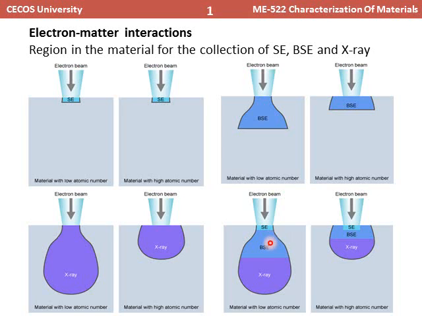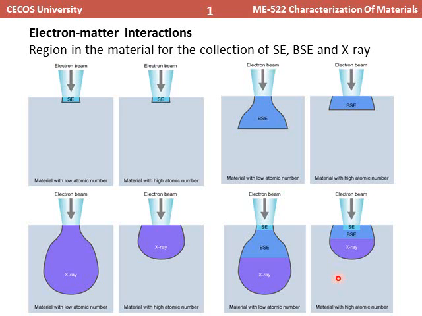The second thing is the backscattered electron. The backscattered electrons are deflected back, and this is a bit different in case of low atomic number than the high atomic number, because the depth of penetration of this high energy electron beam is much more in case of low atomic number as compared to the high atomic number. Similarly, for the X-ray, the X-ray phenomena occurs at a much higher depth in case of low atomic number as compared to the high atomic number.